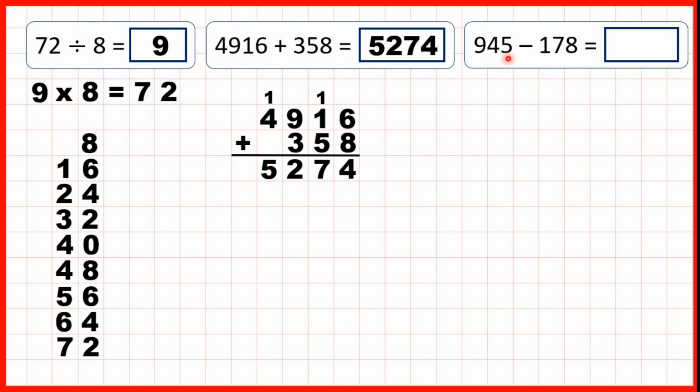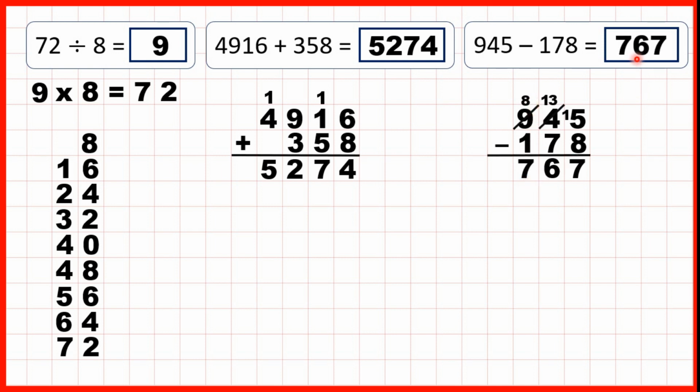Now we have 945 minus 178. So we can set this out as a column subtraction. We can't do 5 minus 8, so we go to the left, 1 less, 1 in front. 15 minus 8 is 7. We can't do 3 minus 7, so we go to the left, 1 less, 1 in front. And 13 minus 7 is 6. 8 minus 1 is 7, so our answer is 767.